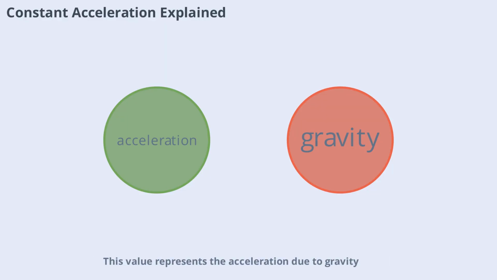This value represents the acceleration due to gravity, which acts downward on all objects near the Earth's surface. No matter how fast or at what angle an object is projected, gravity's pull is always the same, ensuring that the vertical component of velocity changes at a steady rate. This principle is fundamental in predicting how projectiles behave in flight.